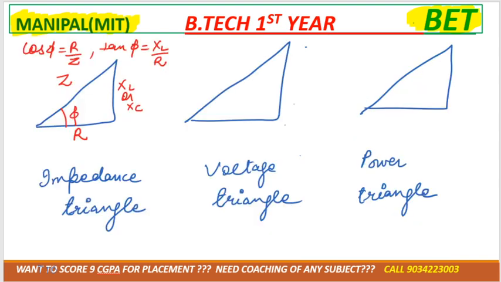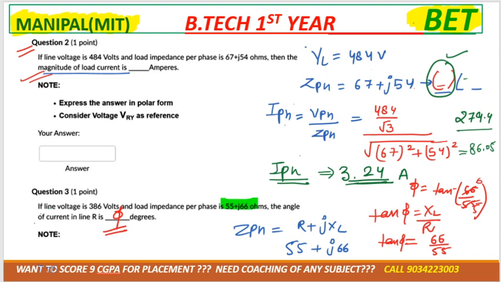Now see what is in the voltage triangle. We have VR, VL or VC, and the total voltage V. In the power triangle we have active power, reactive power and apparent power. So whatever they have given, you can calculate phi from any of the triangles or from any of the values. Clear?